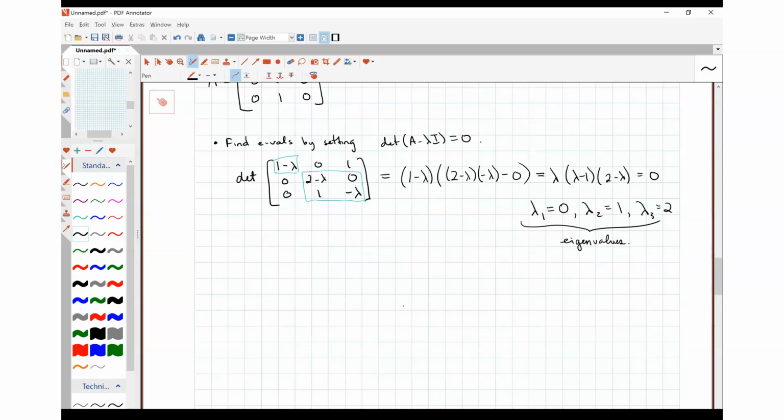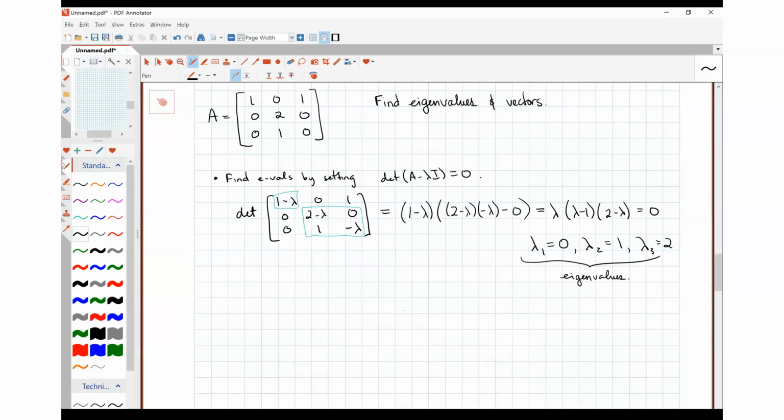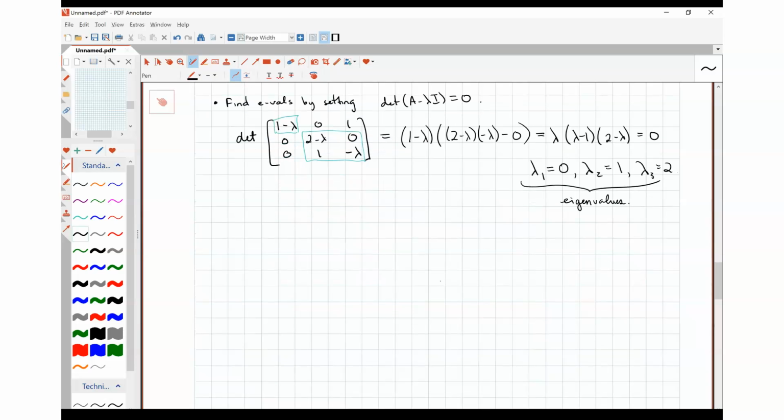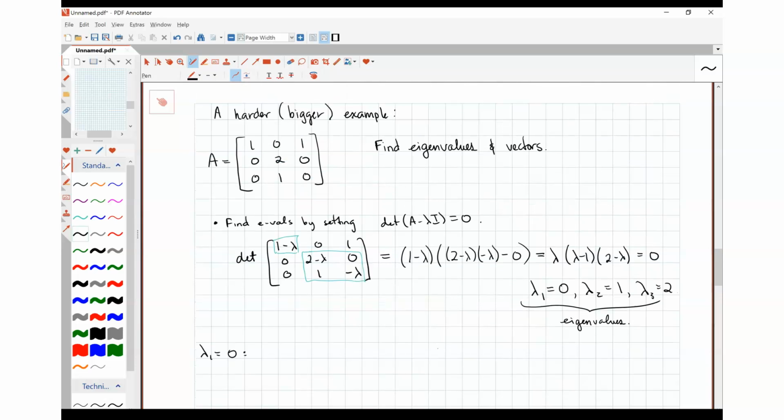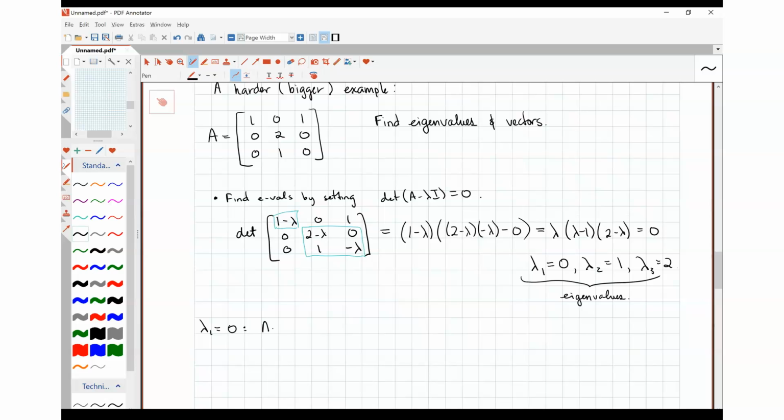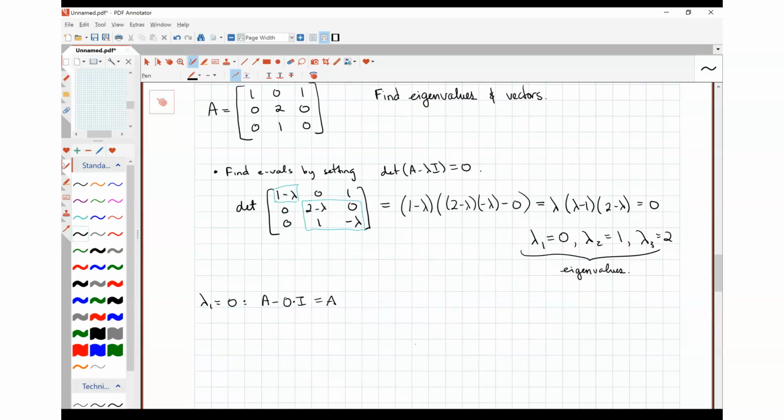And now we're going to set up our homogeneous systems to find the corresponding eigenvectors. So let's start with lambda 1 equal to 0. Now we're going to have A minus lambda I. Our lambda is 0, so it happens to just be equal to A itself, right? Because the eigenvalue is 0. So our A minus lambda I is just equal to A. So we just have this homogeneous system to solve.